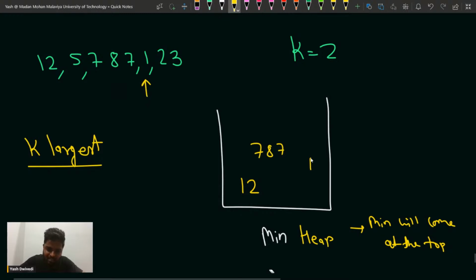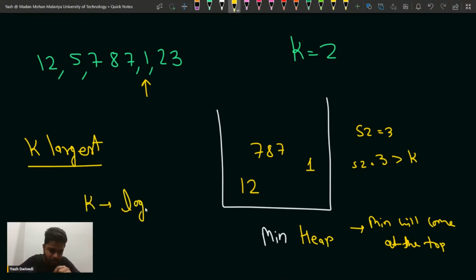Then we insert 1 inside the heap as well. Now the size of the heap becomes 3, so 3 is greater than k. When the size of the heap becomes greater than k, what will I do? I have to remove the element, because I don't want more than k elements at a time. Because if I have k elements, the heapify process for getting the topmost element will take log k time.